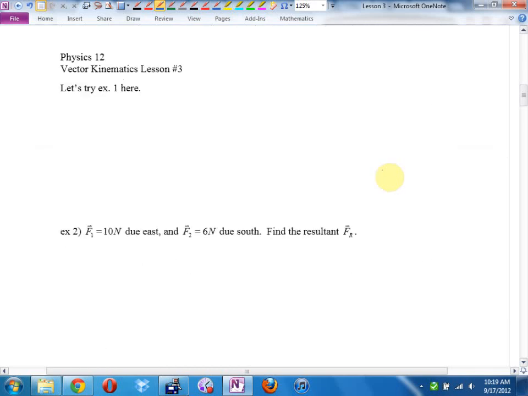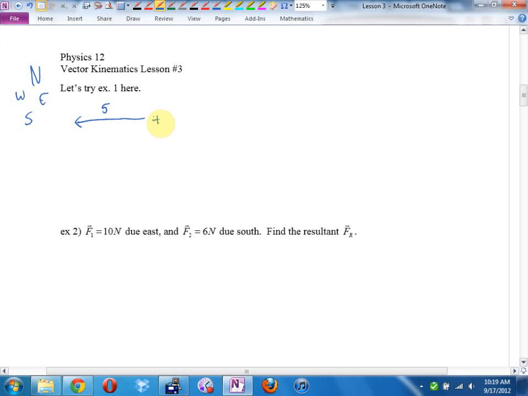Example one. I just turned the page. I better draw a compass here. Nathaniel, in example one, what was the first magnitude and direction that they gave me? 5 kilometers west. So that's going to look like this. Plus. What's the second magnitude and direction that they gave me?